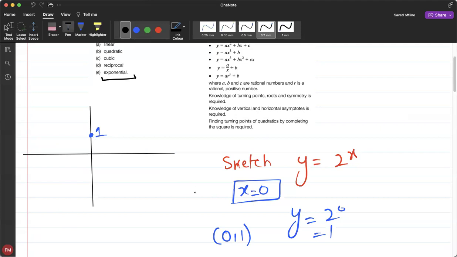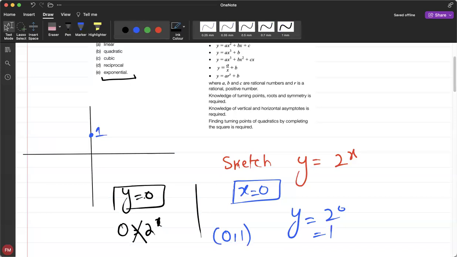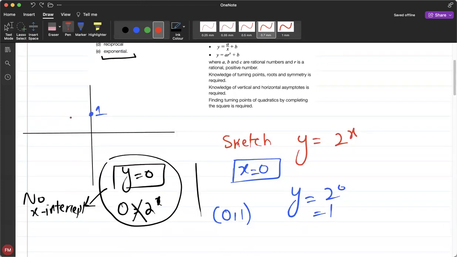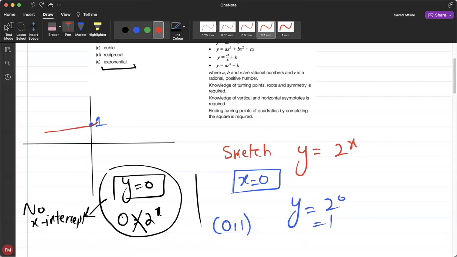And then, if you were to plug in y as 0, you'll see that that's not possible. 0 is equal to 2 raised to the power x. That does not exist. That means in this kind of question, we do not have an x-intercept. No x-intercept. If the x-intercept doesn't exist, that means we're not supposed to plot. In a very similar way, I know that if I were to sketch this graph out, this is how it's going to look. That's it. That's all you have to sketch.